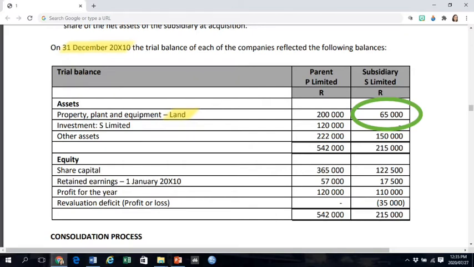Please note the way the information is given on the trial balance. Profit for the year is given as 110,000 Rand, but then the revaluation deficit through profit or loss for the year is just listed as a separate line item for information purposes. Typically, that profit or loss would be included in profit for the year. It has only not been closed off to profit for the year in this trial balance yet.